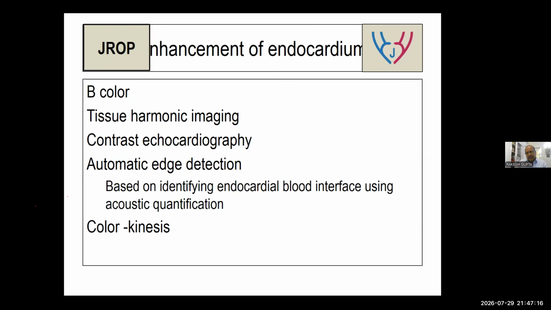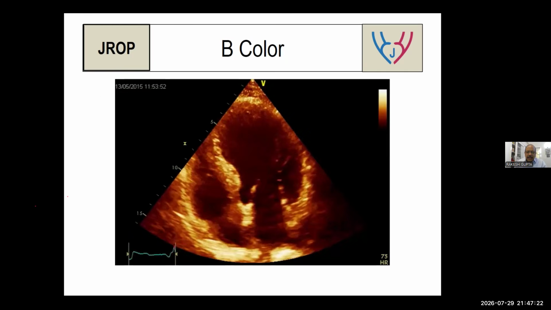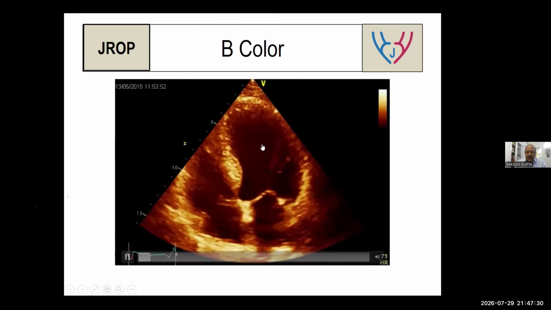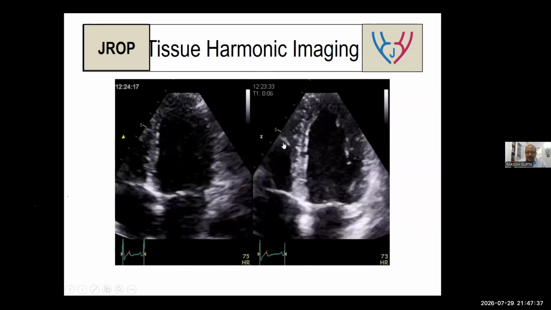I'm not going to talk at this level. What is TDI and what is strain rate imaging? This is known as B-scan color. This is just a machine which gives you a different color for the whole of the segments, because our eyes are less tuned to grayscale, but they're better with these B-scan colors.